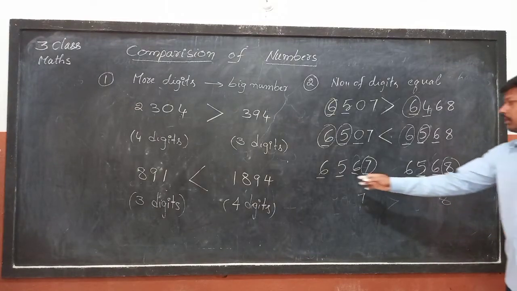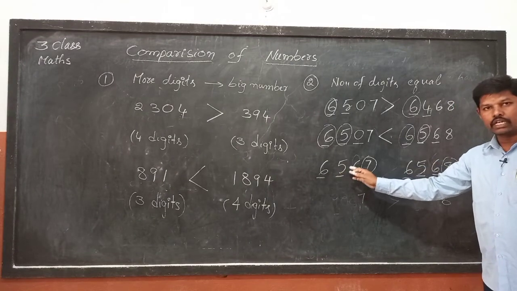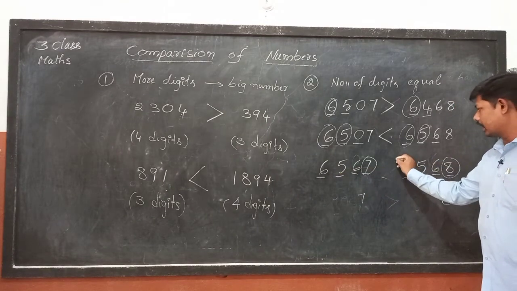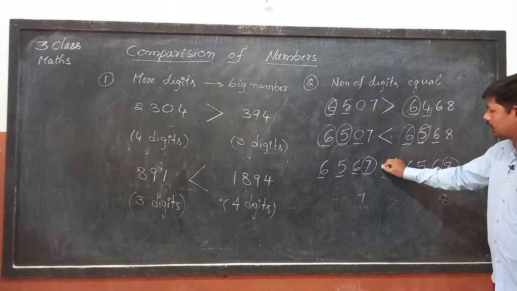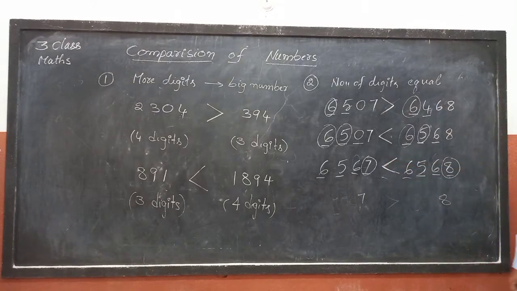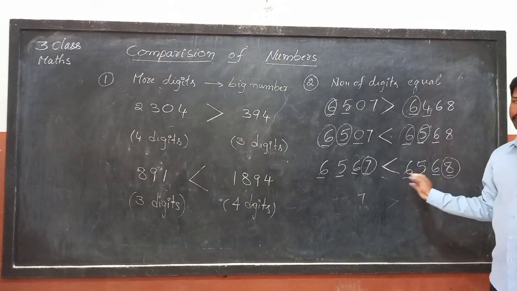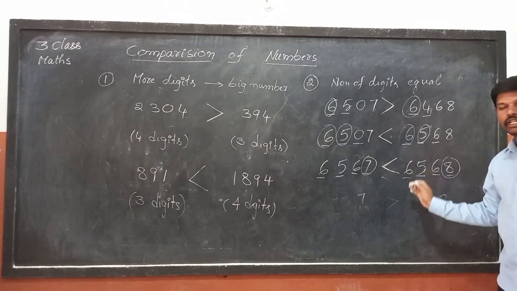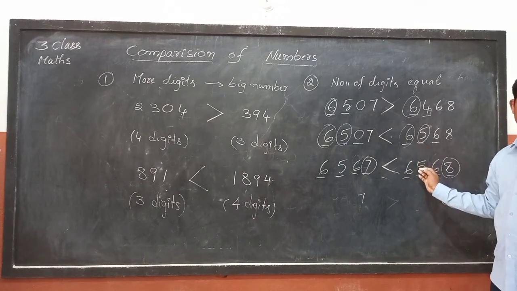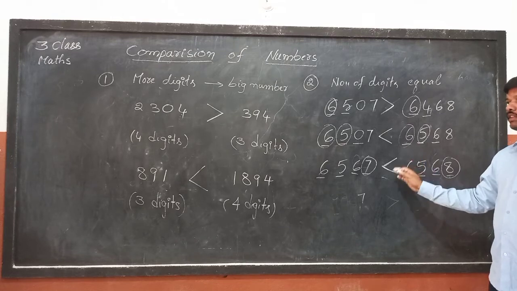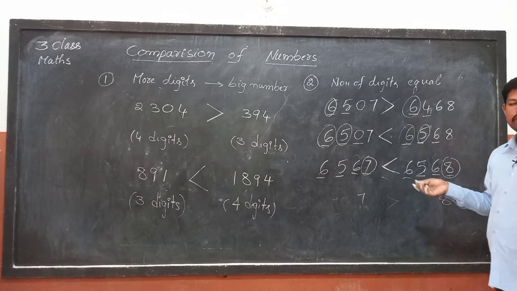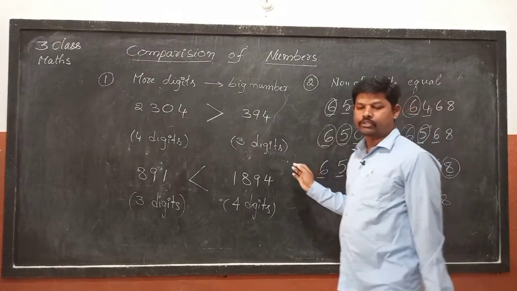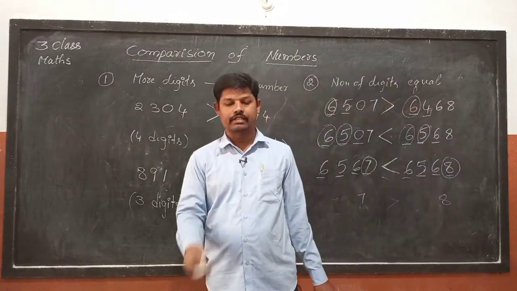So 6567 is less than 6568. So this is the symbol. Less than symbol you have to place between these two numbers. I think you got the answer. Okay, do you understand? So like this we can compare the numbers, which is a big number, which is a small number. So after observing this, we have an exercise.